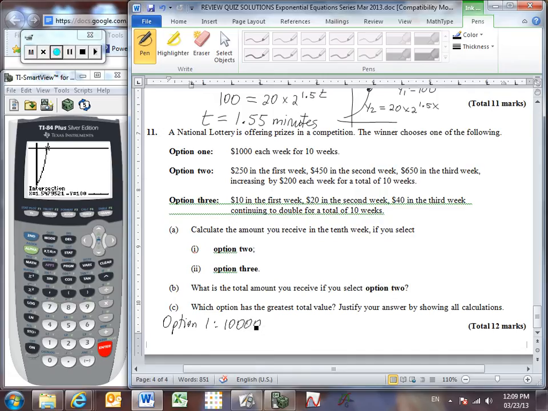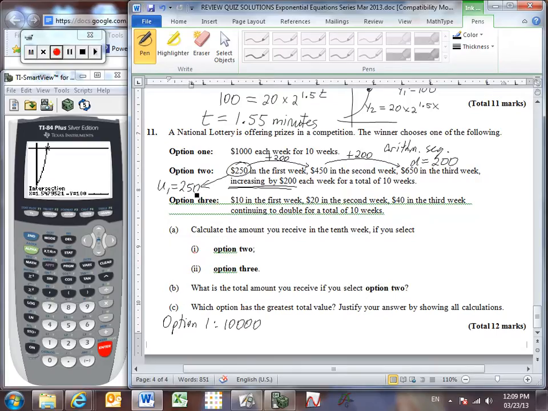Option 2 gives you $250 in the first week, $450 in the second week, $650 in the third week, increasing by $200 each week. Now we know that if we're going up by 200 every single time, that is an arithmetic sequence, with a d value of positive 200. Furthermore, we can see that if 250 was the first week, that u1 is equal to 250.